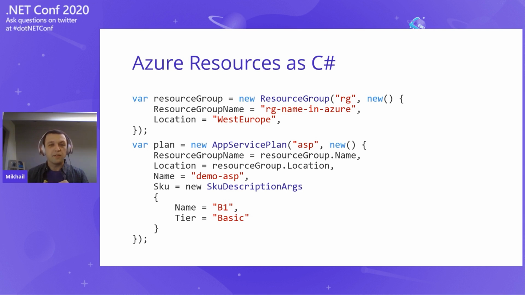So you don't have to define things like depends on in ARM template. Well, we will execute the whole program and then derive the dependency chain just based on your usage of variables here and there.